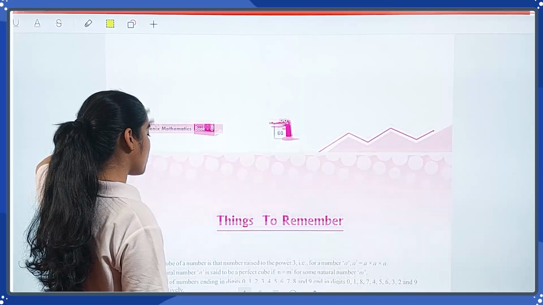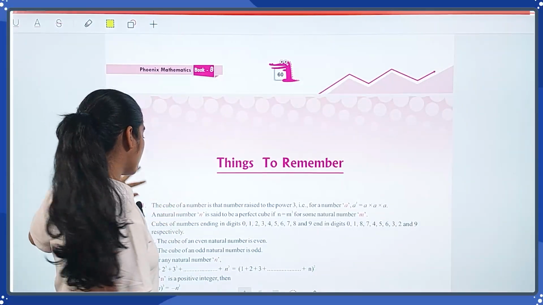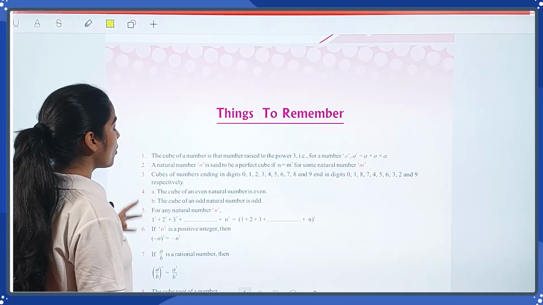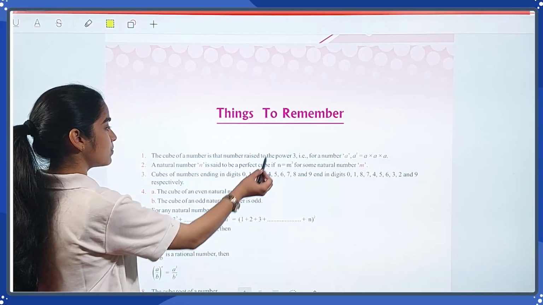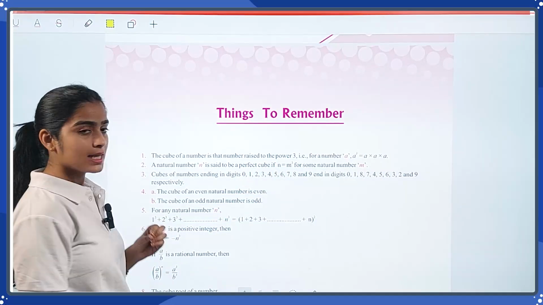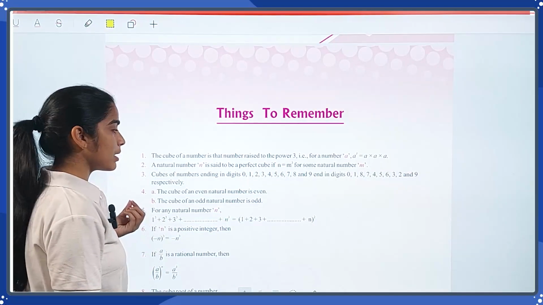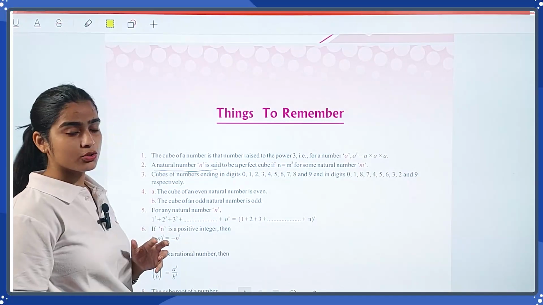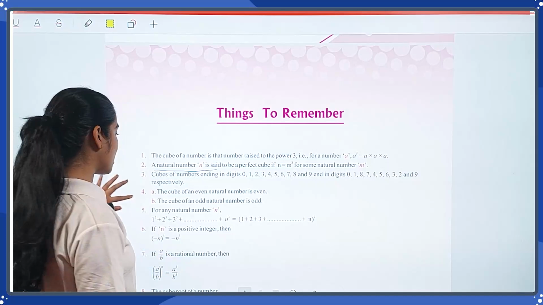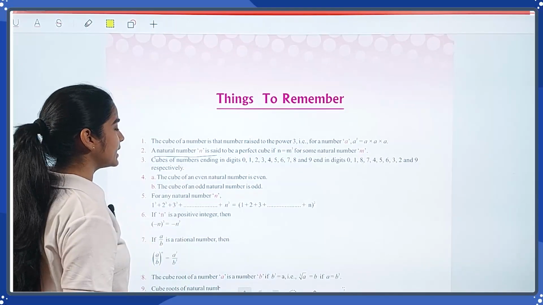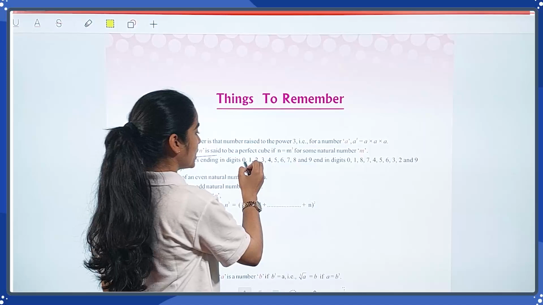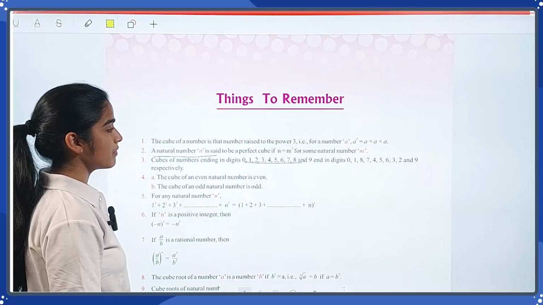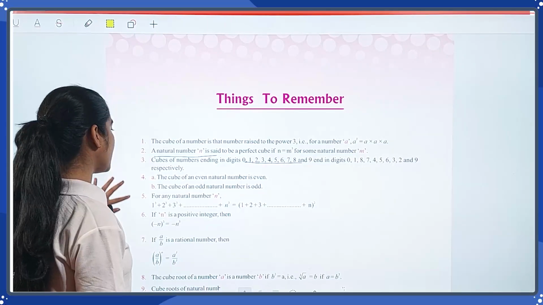Now you have some points which you have to remember. Point number 1: the cube of a number is that number raised to the power 3. For a number a, a cube means a multiplied by a multiplied by a. A natural number n is said to be a perfect cube if n is equal to m cube for some natural number m. Cubes of numbers ending in digits 0, 1, 2, 3, 4, 5, 6, 7, 8, 9 end in digits 0, 1, 8, 7, 4, 5, 6, 3, 2 and 9 respectively.